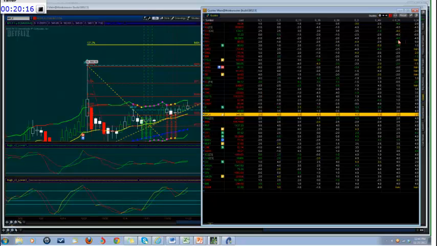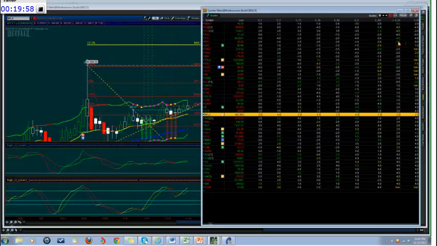Here's another one. This is the FXY, which is the yen. It's in a weekly squeeze to the downside, so this could be a sustained move to the downside. Here's another one, FFIV. Here's a weekly on the FFIV, and it just triggered to the downside on the daily, so let's pull that up.